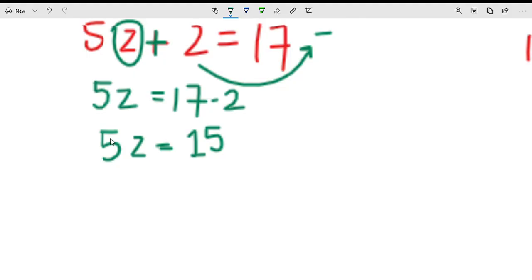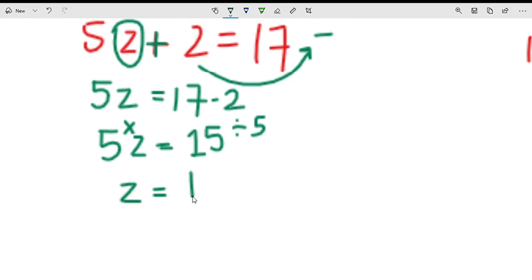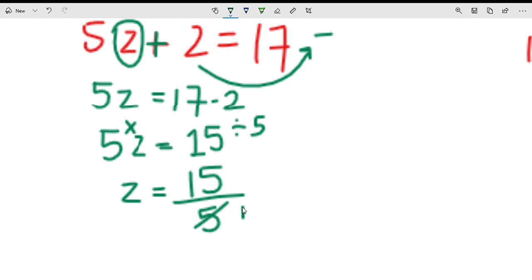And because 5 is being multiplied with the z here, we can just divide it on the other side. So z equals 15 divided by 5. So again, 5 1s are 5, and 5 3s are 15.